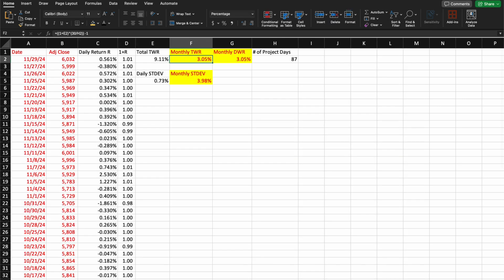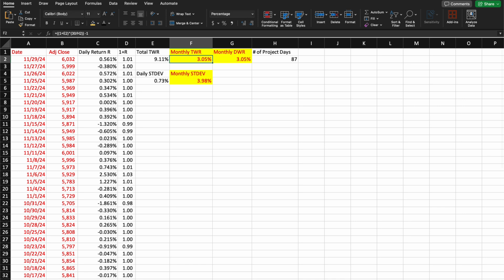Okay, let's see. Thankfully, you've given us a template. So this is looking at us trying to find TWR and DWR of the S&P 500 for the dates of our project, which is from when we were allowed to start trading, September 2nd, all the way till December 1st.